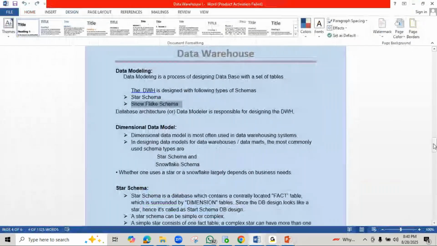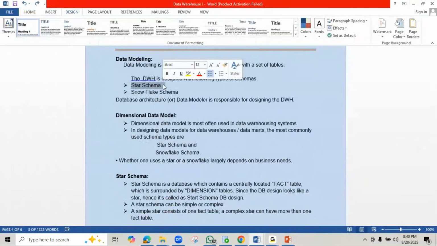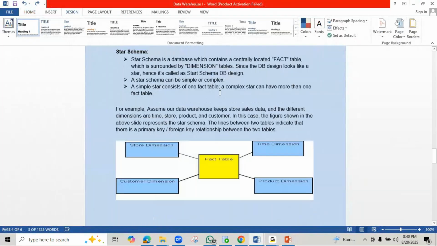Now the interviewer will ask one question: just now you confirmed that you are using the star schema. That is fine. Can you please confirm what a star schema is? Then what do you have to say? For that, just observe the below image. Here you can see, this is a star schema. So what is a star schema?